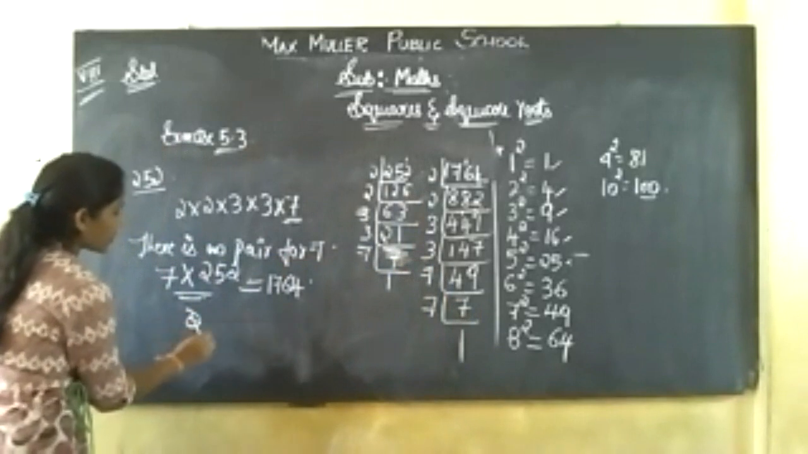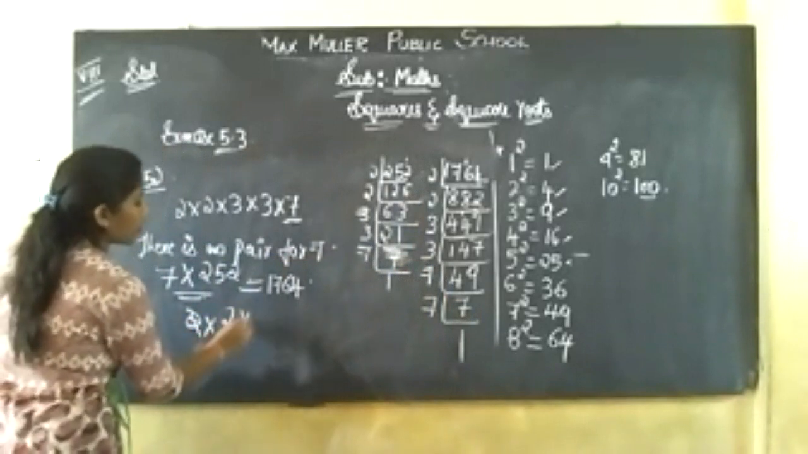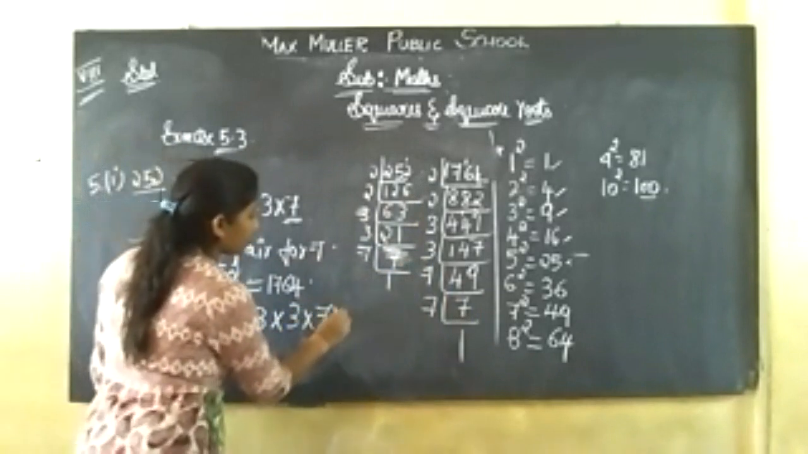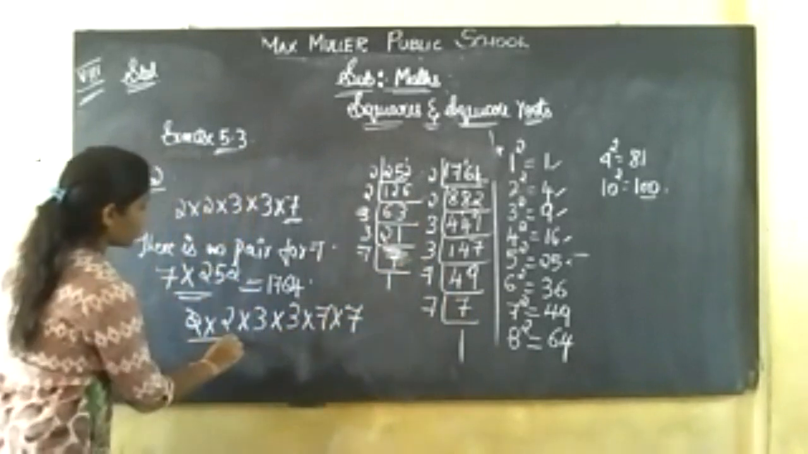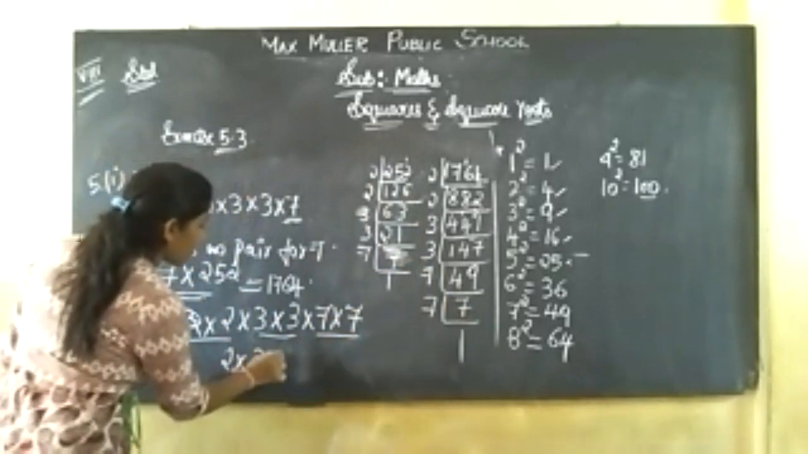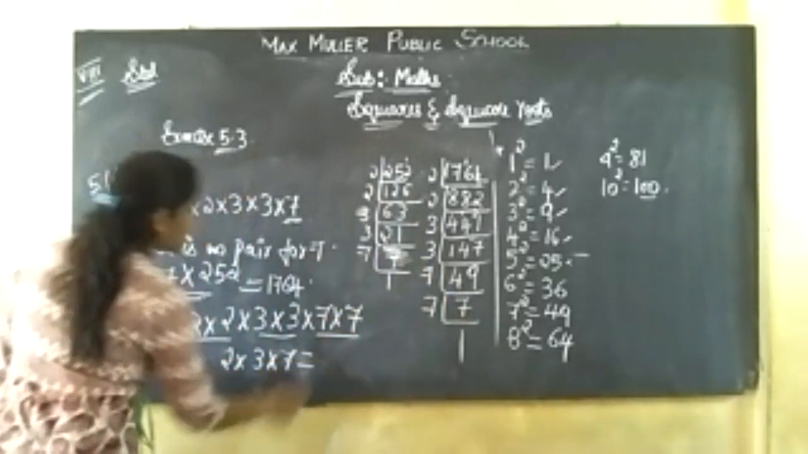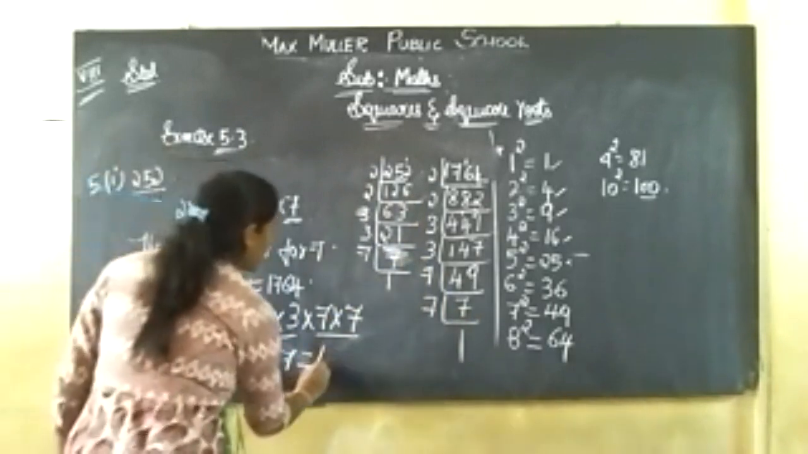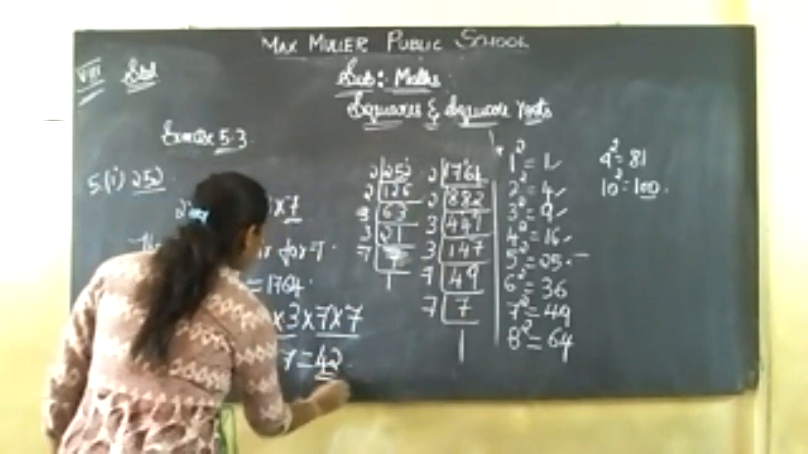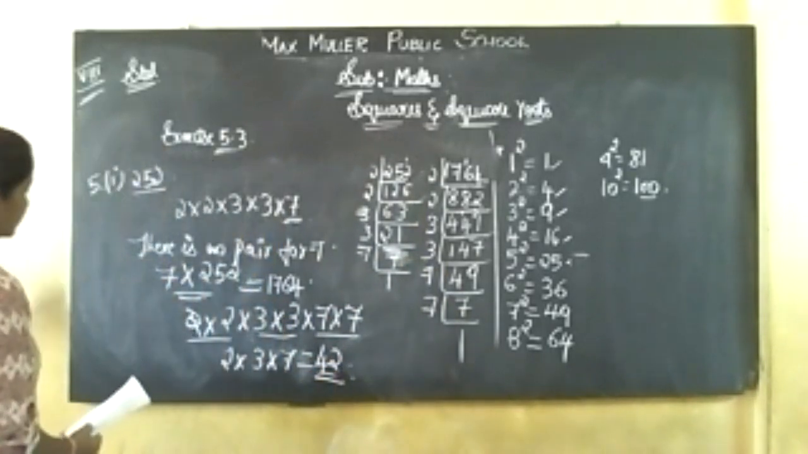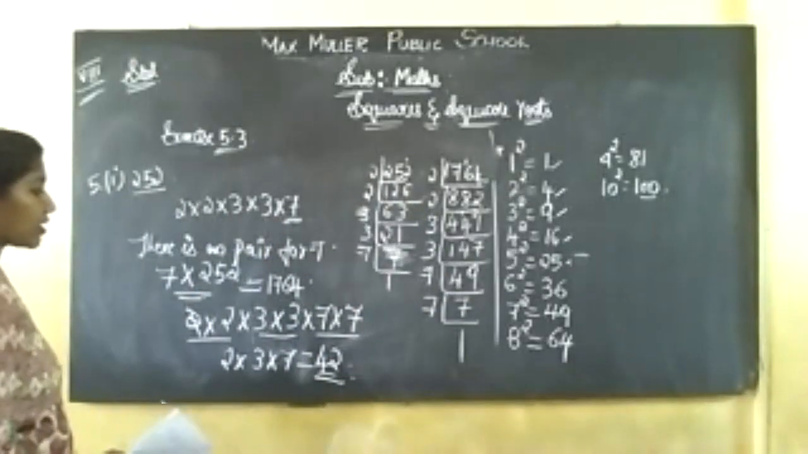That is 2 cross 2 cross 3 cross 3 cross 7 cross 7. So 2 cross 3 cross 7. 7 3s are 21. 21 into 2, it is 42. That is, 2 cross 3 cross 7.